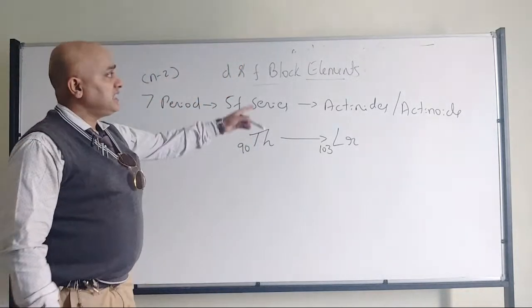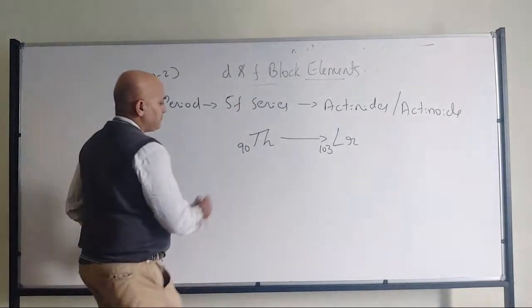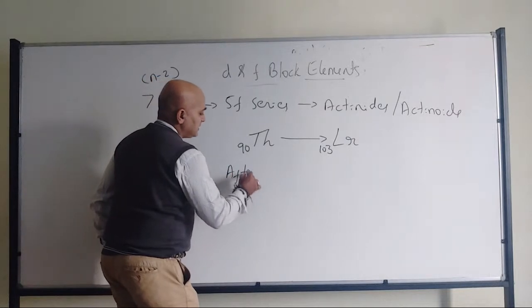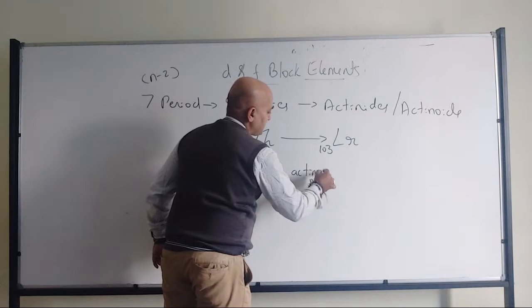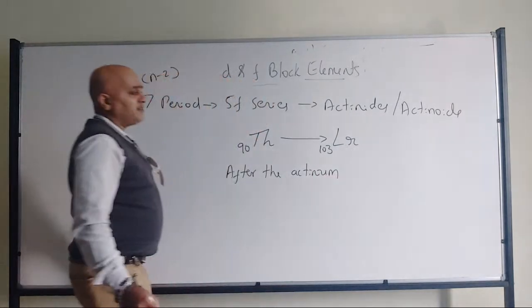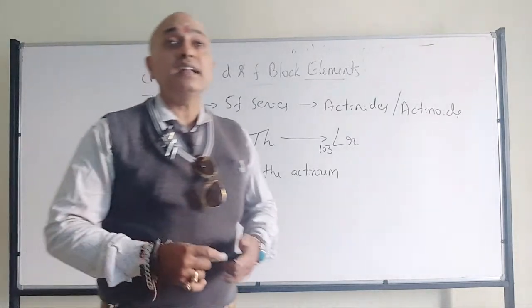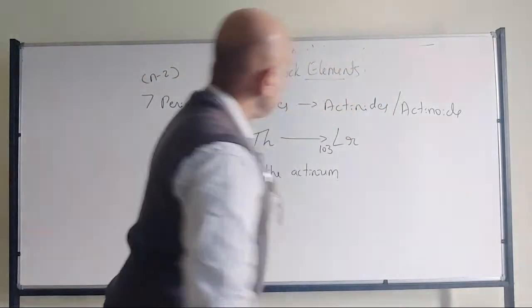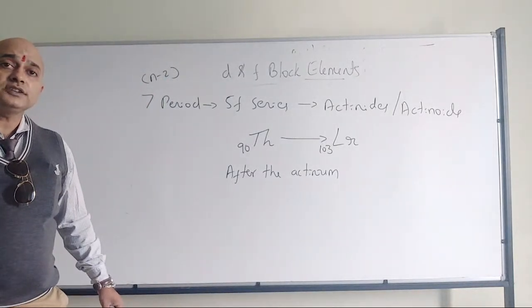Now why are they called actinoids? Because in the periodic table they are present after actinium. Therefore they are called actinoids, which belong to the 5F series. All of you have understood?